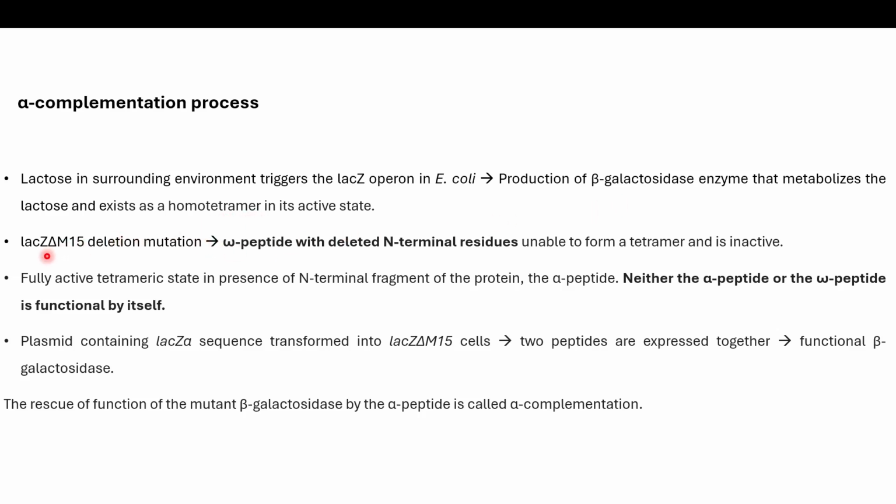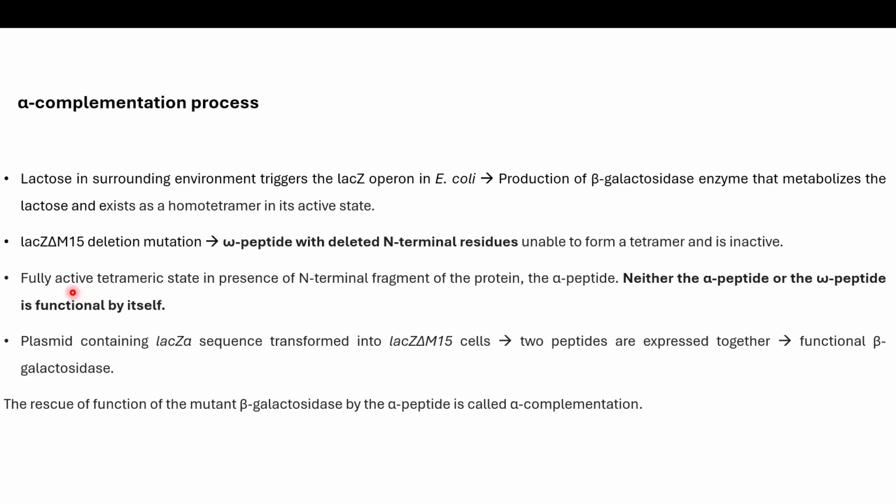Now what happens is there's a certain deletion, LacZ delta M15, which codes for the omega peptide, wherein the first N-terminal residues are deleted. Okay, the gene which codes for the first few N-terminal residues, that particular region has been removed. So this omega peptide, which has deleted N-terminal residues, is unable to form this tetramer of beta galactosidase, and therefore it is inactive.